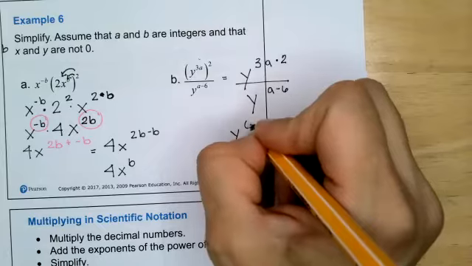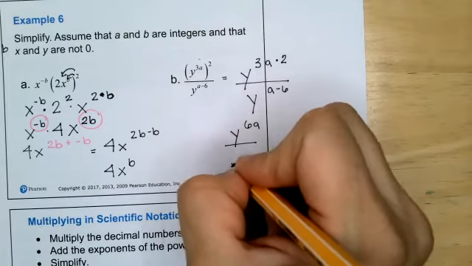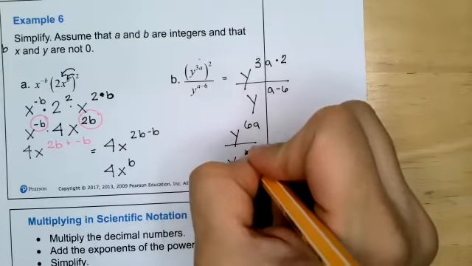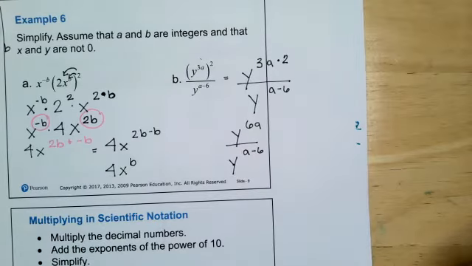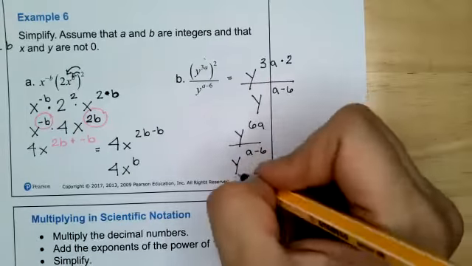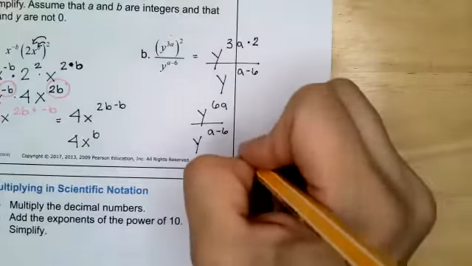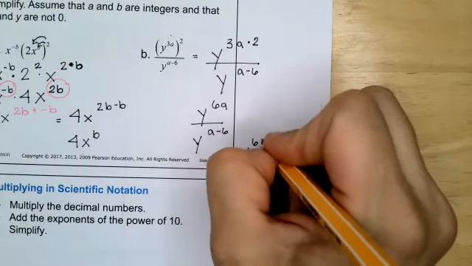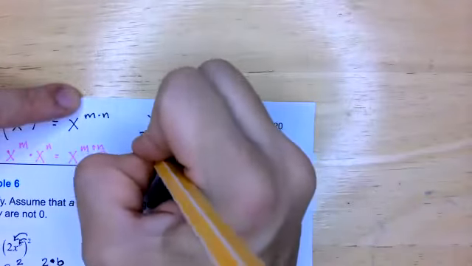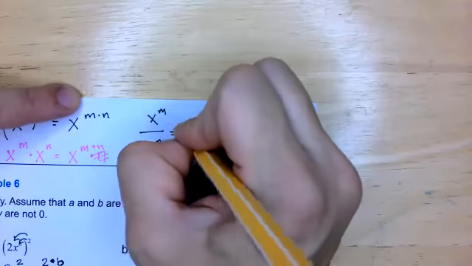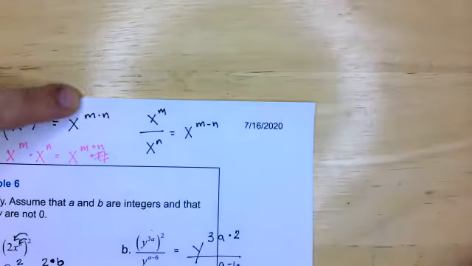3a times 2 is just 6a. Here we have a minus 6. Good. Same, again, same base. Our rule is that I'm going to subtract them.